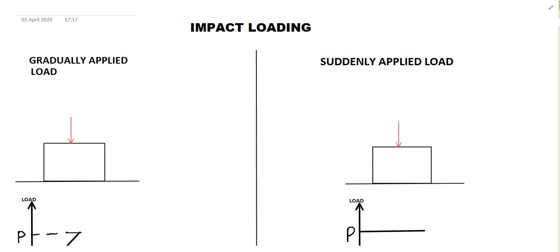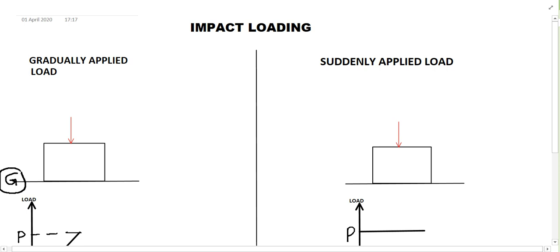Now suppose there is a block. Suppose this is the block which is kept on a ground, and I have to apply a load of P onto this block. Now the process or the way by which I'm going to apply the load P onto this block will decide whether it is gradually applied or suddenly applied.